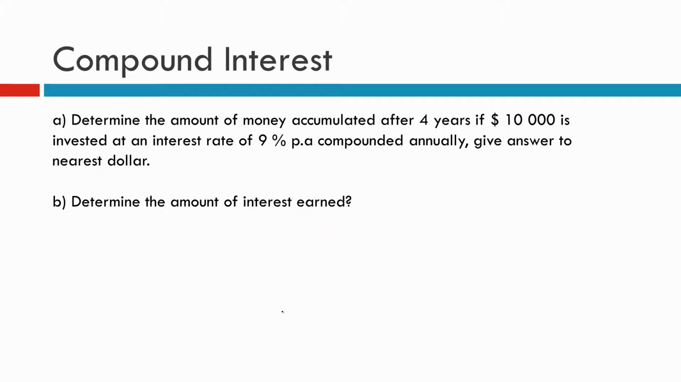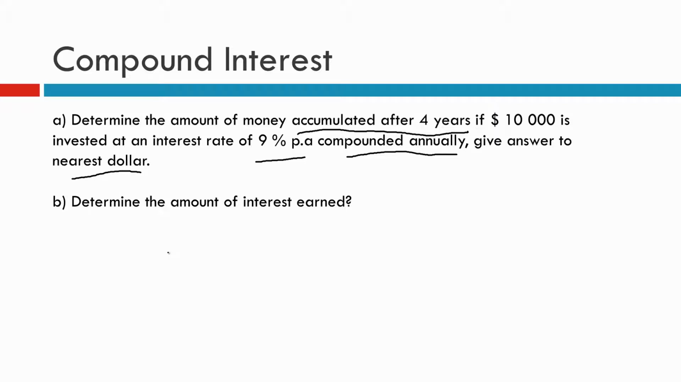Right, let's take a look at a question. Determine the amount of money accumulated after 4 years if 10,000 is invested at an interest rate of 9% per annum, that's important, that's per annum, compounded annually, and give your answer to the nearest dollar. So this is compounding every single year for 4 years. Very important. The wording is important.